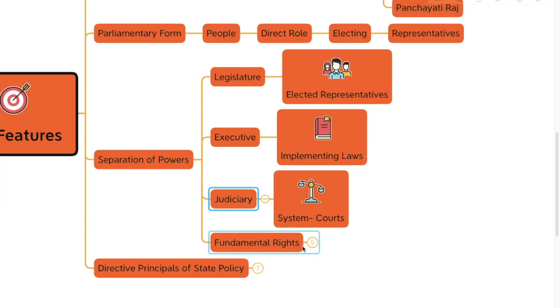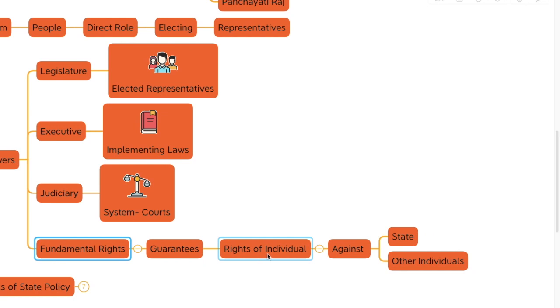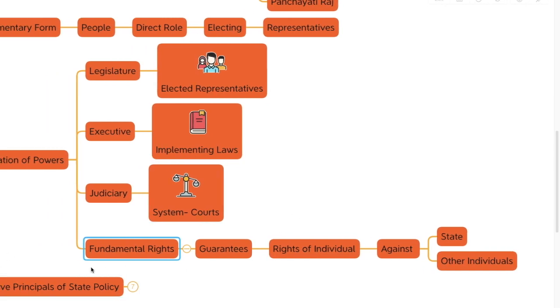There is something else which is very, very important. That is fundamental rights. Now, fundamental rights guarantee the rights of the individual against the state and other individuals. I'll explain the fundamental rights in a separate part altogether. For the time being, just remember, fundamental rights guarantee the rights of the individual against the state and other individuals.